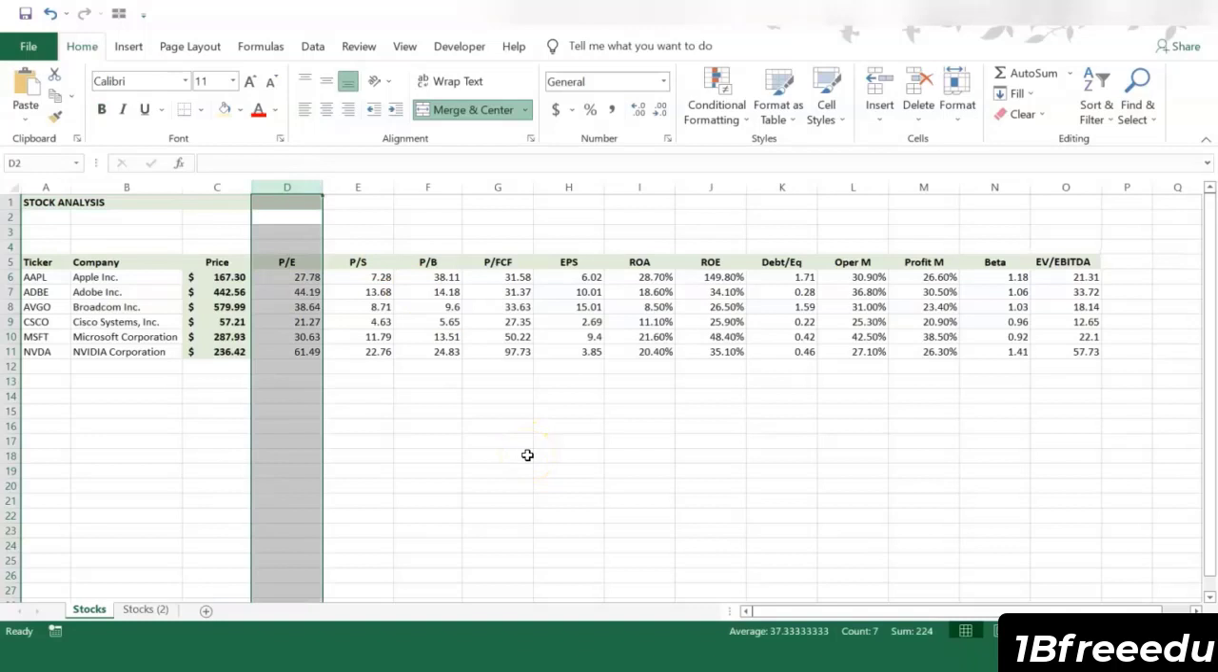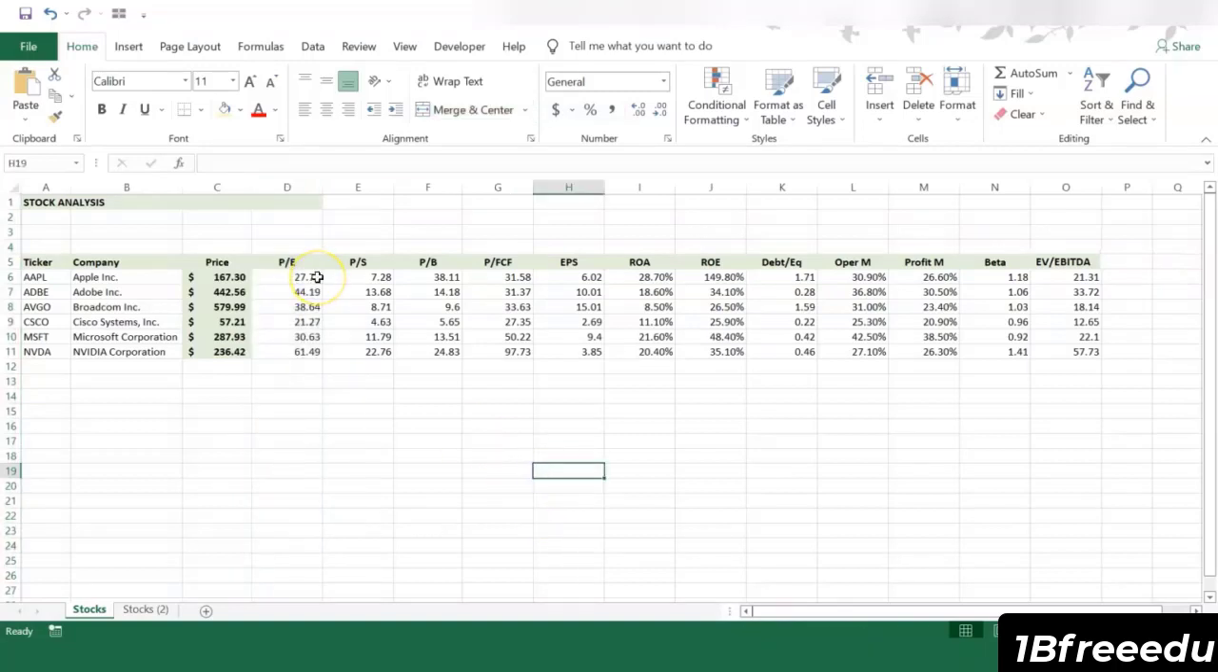PE ratio should be low. Everything less than 15 is good. But I'm dealing with technology sector here, and my PE ratio is high for each company. What is a good or bad PE ratio will depend on the industry in which the company is operating. In general, lower PE is like a lower price tag. The higher the PE ratio, the more you are paying for each dollar of earnings. So our good options here are Apple, Cisco, and Microsoft.